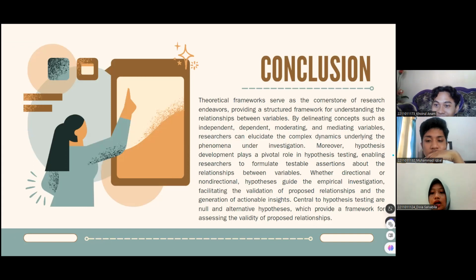Hypotheses guide the empirical investigations, facilitating the validation of proposed relationships and the generation of actionable insights. Central to hypothesis testing are null and alternative hypotheses, which provide a framework for assessing the validity of proposed relationships.